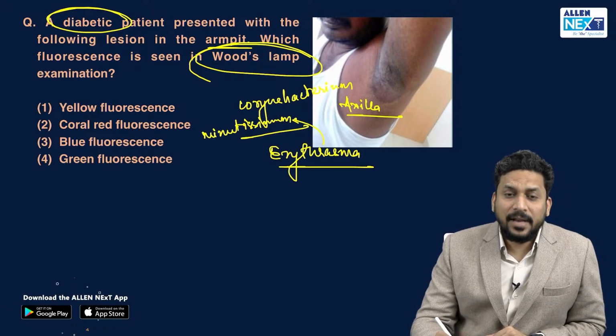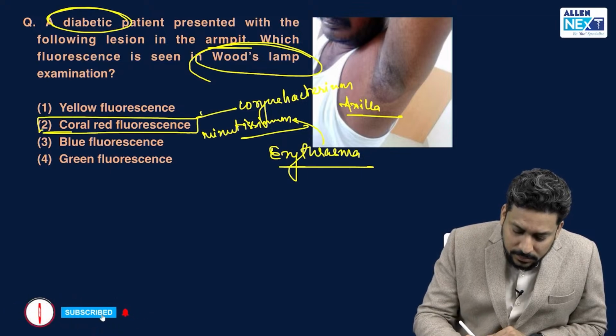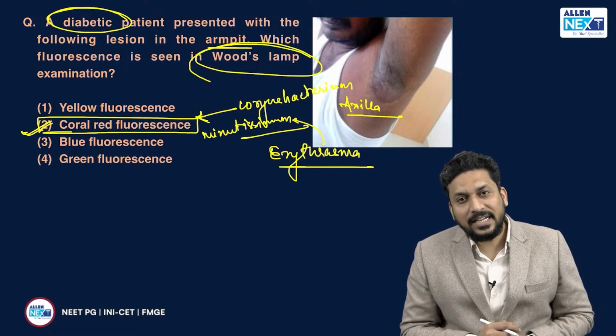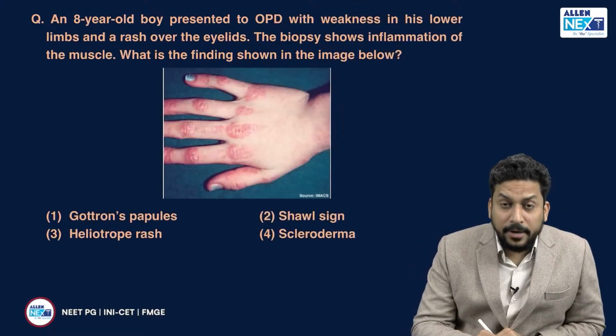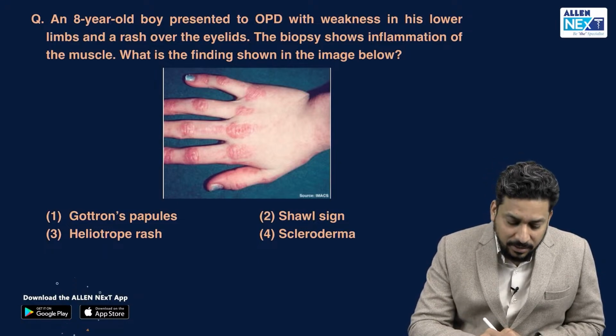And under Wood's lamplight, it produces coral red colored fluorescence. So the answer becomes coral red fluorescence, which is seen in erythrasma. An 8-year-old boy presented to the OPD with weakness in his lower limbs and rash.